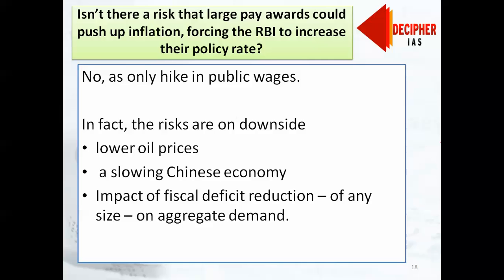So in fact, the risks are on the downside. That is, the policy rate might decrease because there are lower oil prices, which is leading to lower inflation. When inflation is lower, the RBI can decrease the policy rate, which can lead to further decreasing of rates by the banks to the corporates for giving them loans at lower rates. A slowing Chinese economy can bring down inflation because the demand is less and the capacity to produce is more. Similarly, the impact of fiscal deficit reduction on aggregate demand: when the government is spending less and the production is more, there will be less inflation.